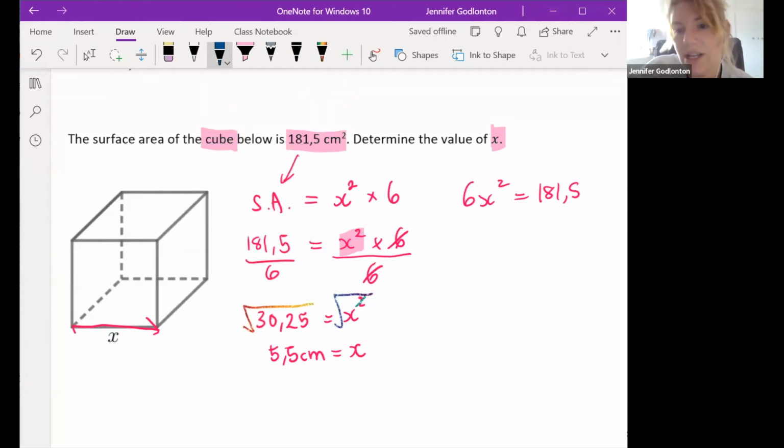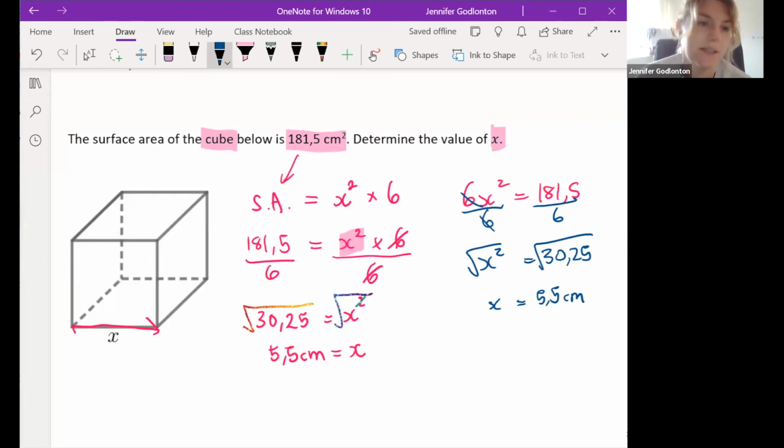Whenever we're in an equation like that, we always divide by the coefficient of x to get rid of it. Okay, so we would have x squared is equal to 30,25. Then we have the square, so we're going to square root both sides. Think about how we did that in Pythagoras. And you would see that x is equal to 5,5 centimeters.